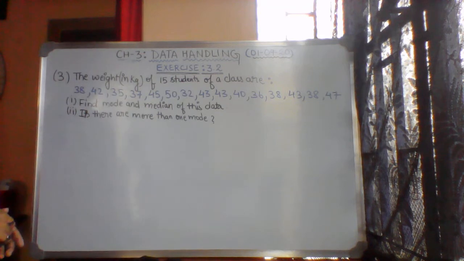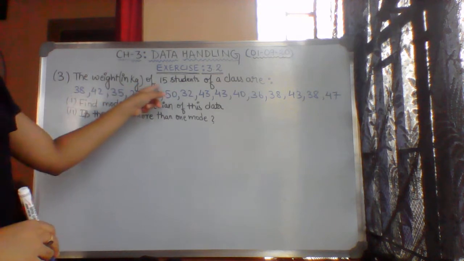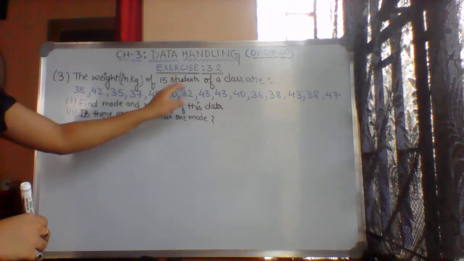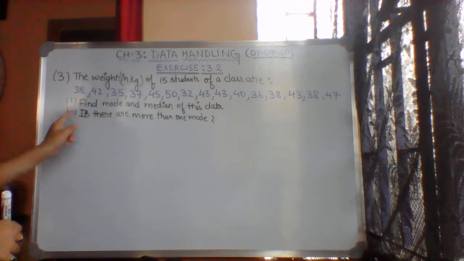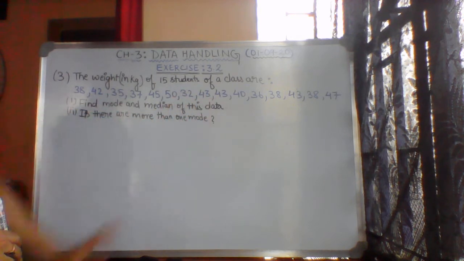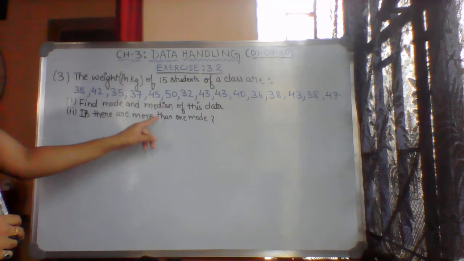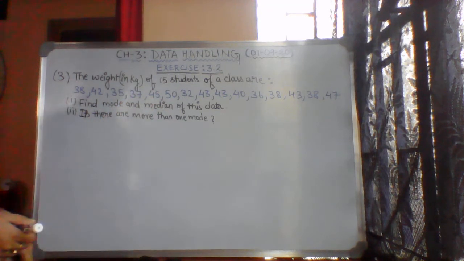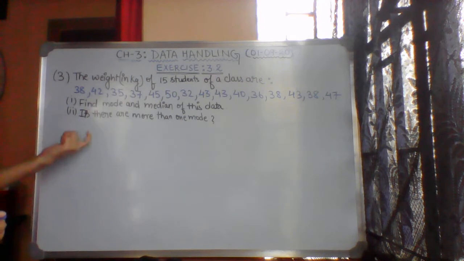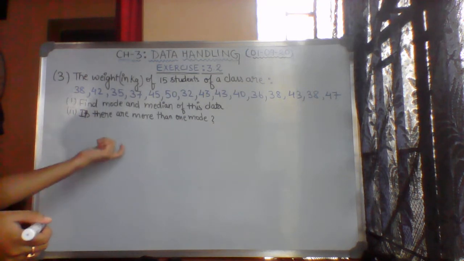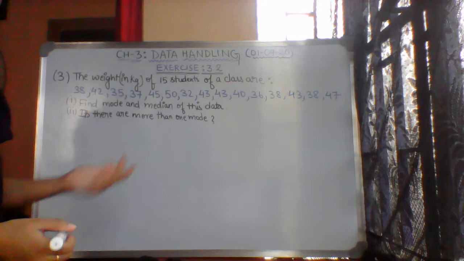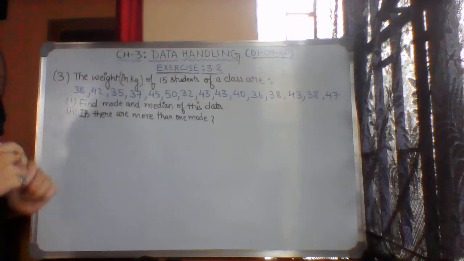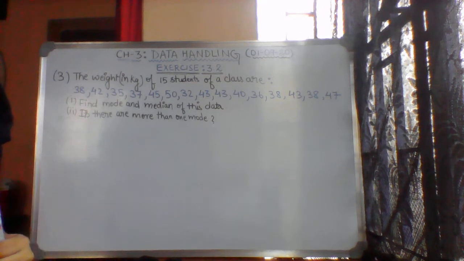In question number 3, the weight in kg of 15 students of a class is given. So this is the data of 15 students, their weight. Find the mode and median of this data. First we have to find the mode and median. Then we have to answer, is there more than one mode? How many modes will we get? Based on that we have to decide whether we are getting only one mode or more than one mode. So first our work is to arrange this data in either ascending or descending order.